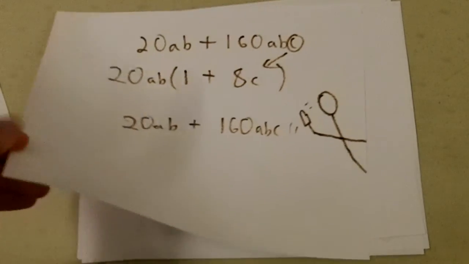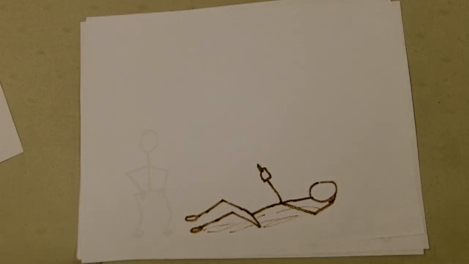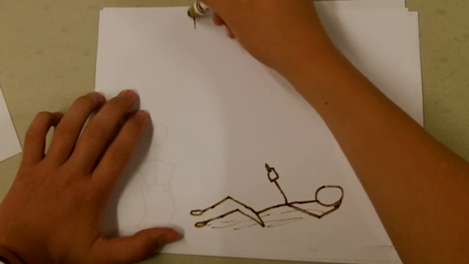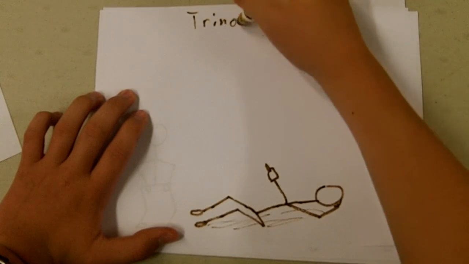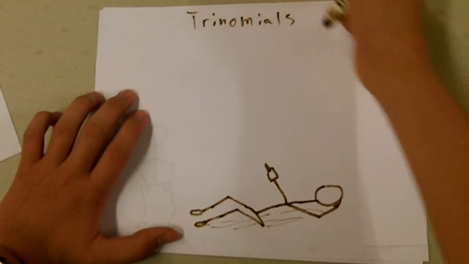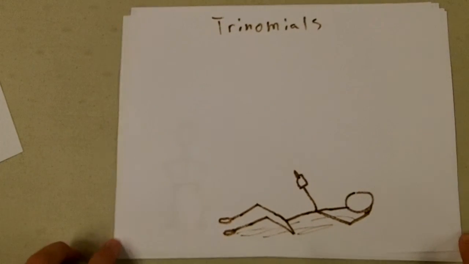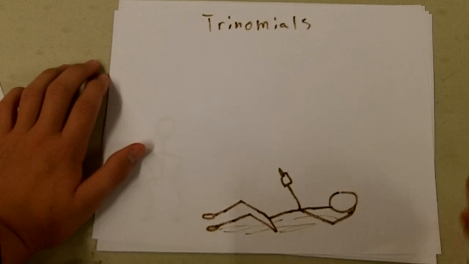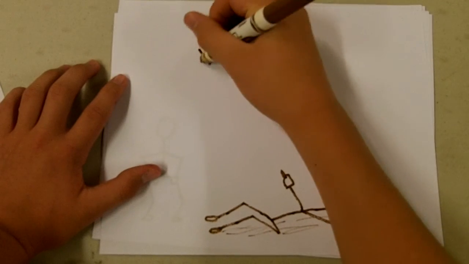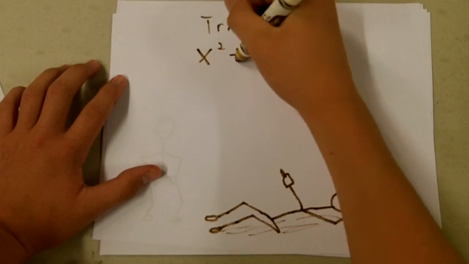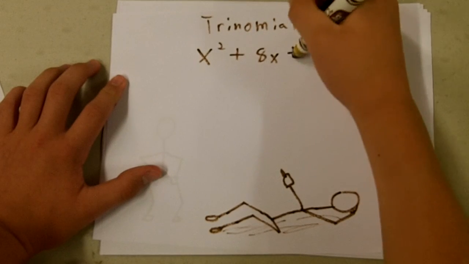So that's binomials. Now let's try to factor some trinomials. And these are a bit harder. So we're going to start out with a simpler one, and it is x to the second plus 8x plus 15.